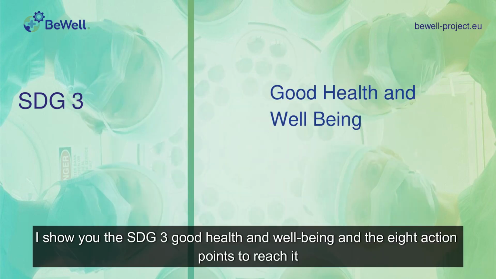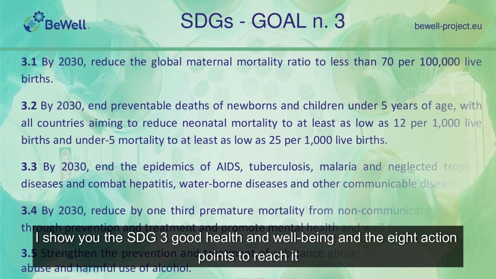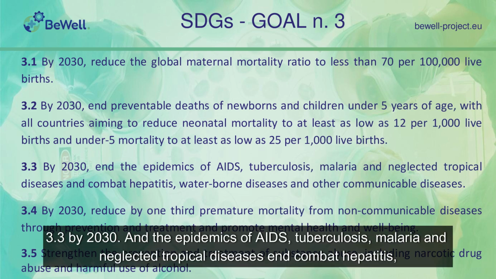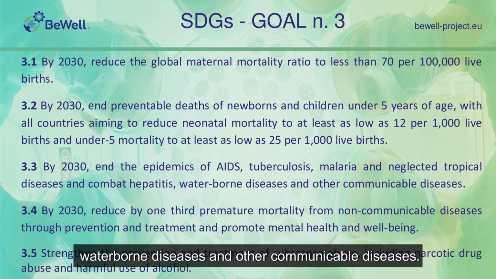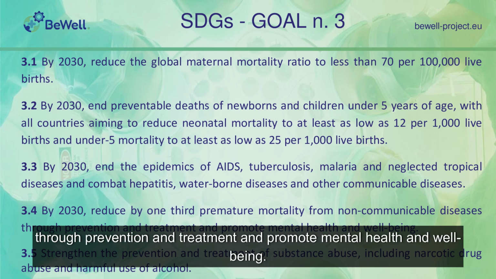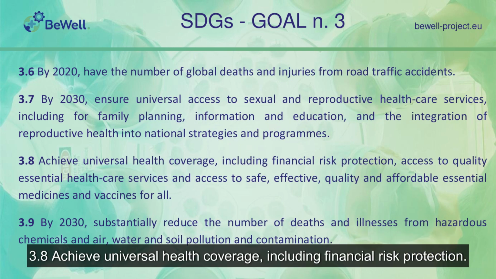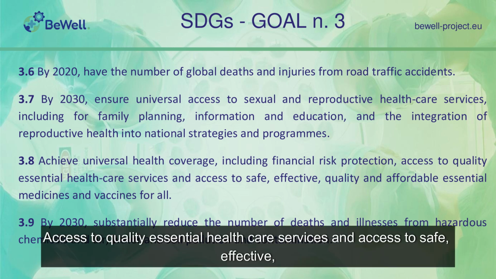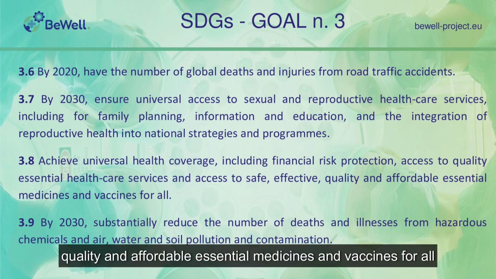I show you SDG 3, Good Health and Well-Being, and the action points to reach it. 3.3: by 2030, end the epidemics of AIDS, tuberculosis, malaria, and neglected tropical diseases, and combat hepatitis, waterborne diseases, and other communicable diseases. 3.4: by 2030, reduce by one third premature mortality from non-communicable diseases through prevention and treatment, and promote mental health and well-being. 3.8: achieve universal health coverage, including financial risk protection, access to quality essential healthcare services, and access to safe, effective, quality, and affordable essential medicines and vaccines for all.